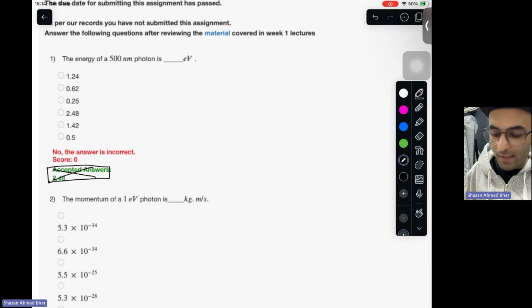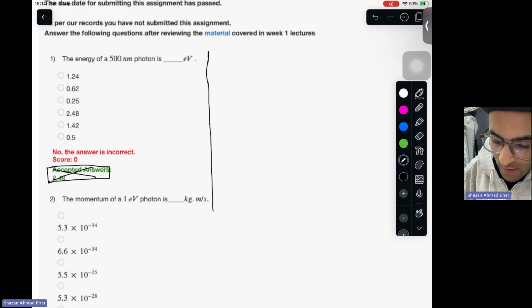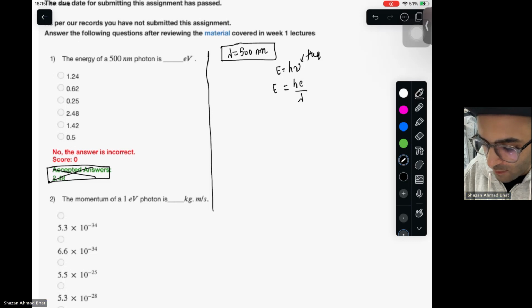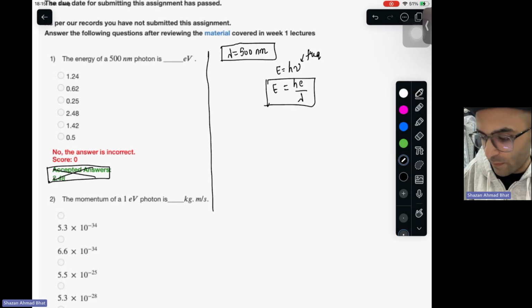First of all, let's see what the question is saying. Let's try to analyze the energy of a 500 nanometer photon. We have to compute the energy of a photon with lambda equals 500 nanometers. It's a very simplistic question, which can be computed by Planck's law. So E equals h nu, where nu is the frequency of the photon. And you know that frequency can be written as c over lambda. So this is the overall energy of the photon.